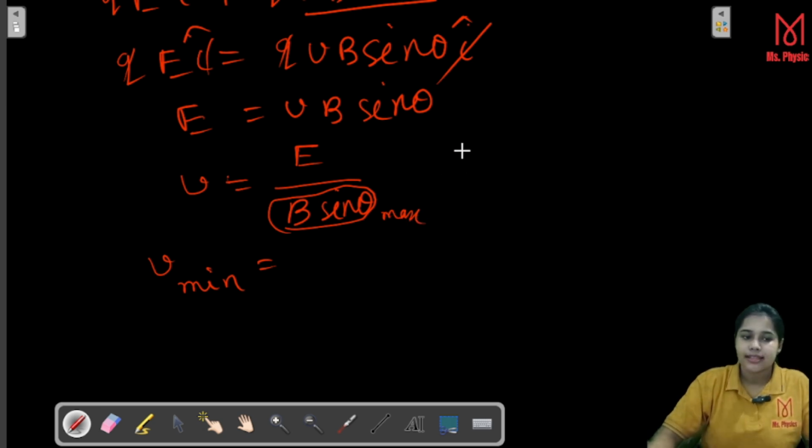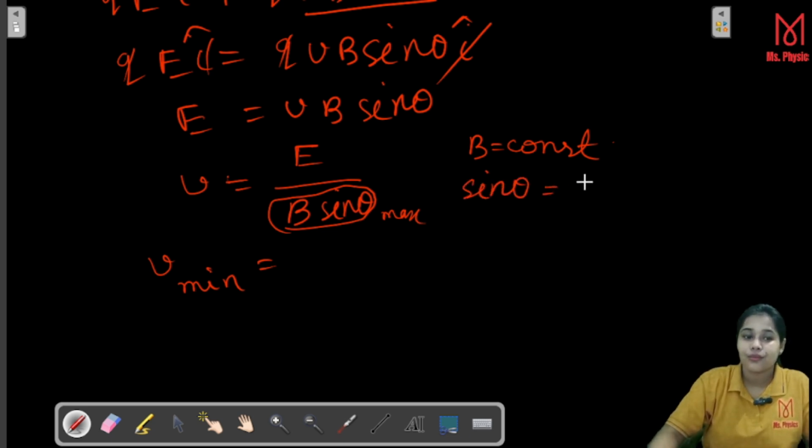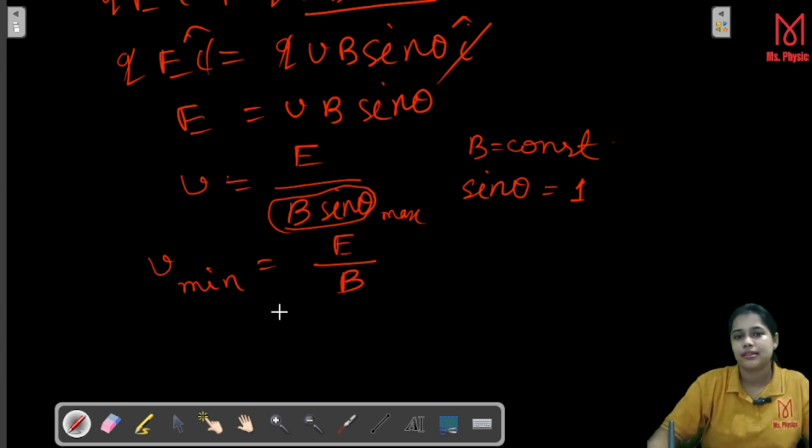Now you see that B is constant. Now the maximum value of sin theta can be what? 1. And what is the minimum value of sin theta? 0. So therefore the maximum value of sin theta is 1. So that's why V minimum would be E over B. So this is the answer for V minimum.